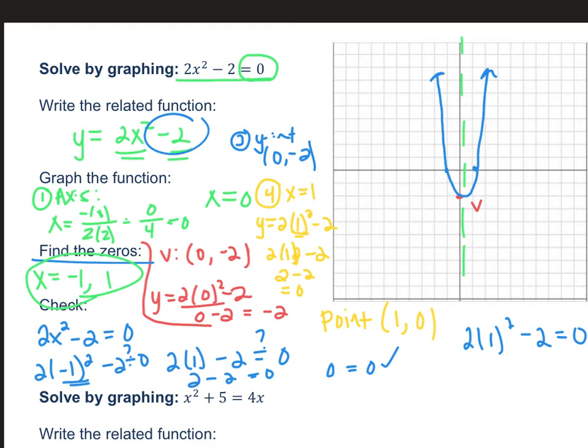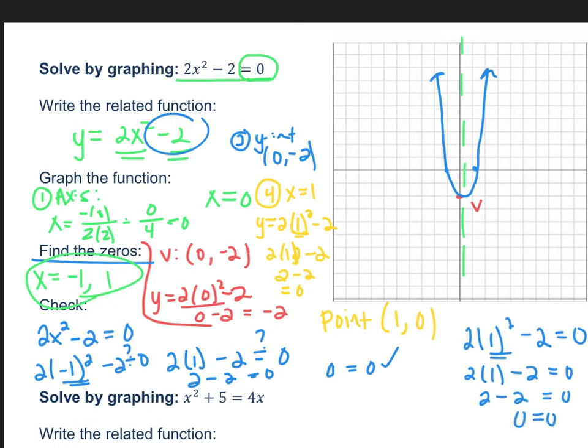All we're doing is we're saying, hey, our answers for x are negative 1 and 1. Let's plug it in and make sure it works out. So you would do your exponent first. 1 squared is 1. So 2 times 1 minus 2. I'm just copying down the rest of the equation. 2 times 1 is 2 minus 2. 2 minus 2 is 0.